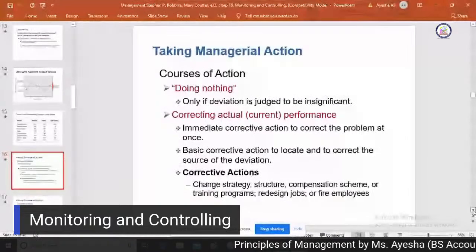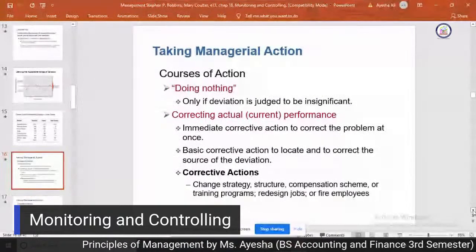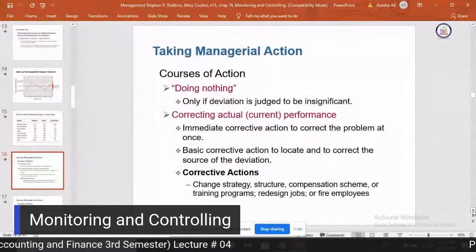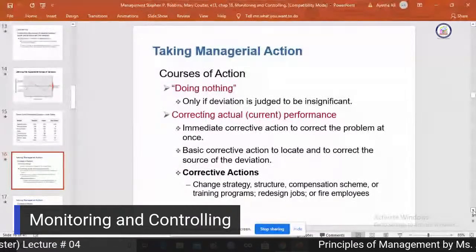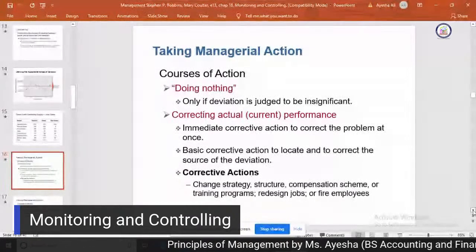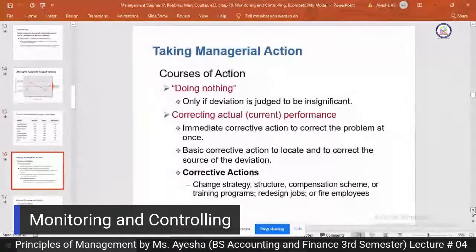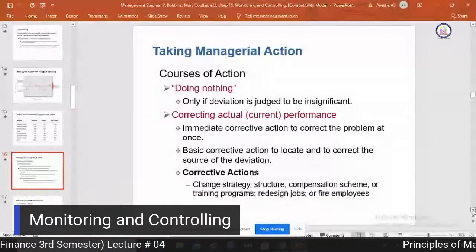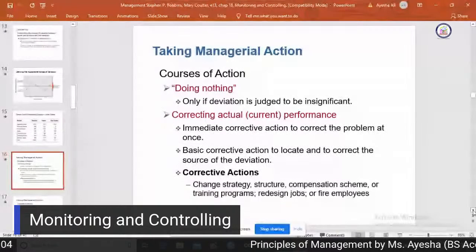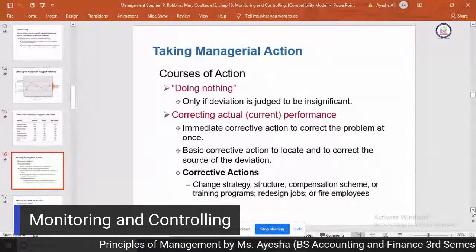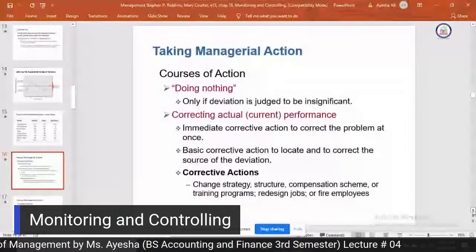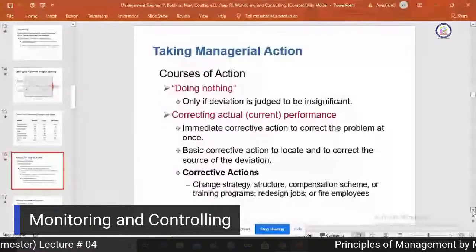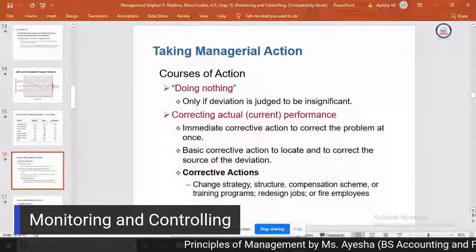What is immediate action? Immediate action is basically to correct the problem at once, to bring the performance back on track. And the basic corrective action is basically finding the root cause of the problem, to locate and correct the source of deviation, from where we are facing the variation. So we correct it from the source. We find out the root cause.